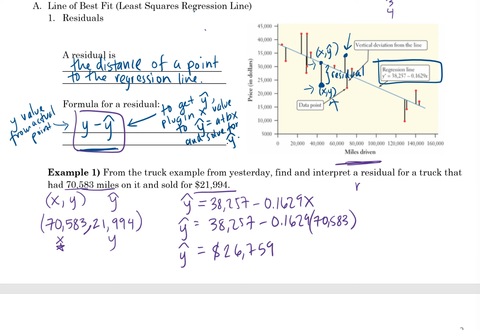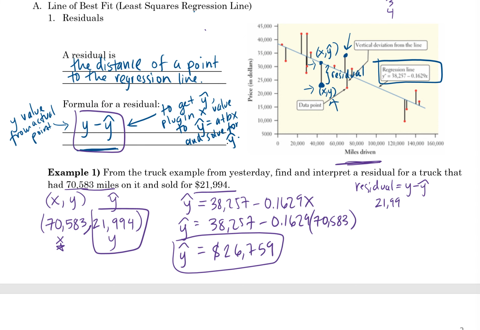I know that the formula for a residual is y minus y hat, and so now I have my y hat, I have my y, I'm simply going to subtract them. So I'm going to do 21,994 minus 26,759, which should give me negative 4,765. So I have now found my residual. If you got that number, awesome.